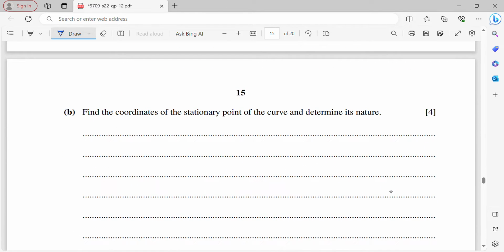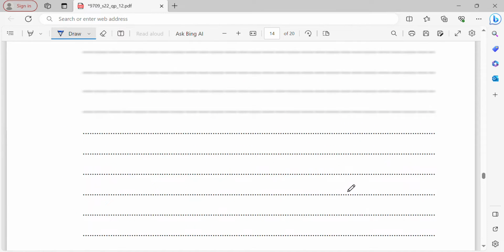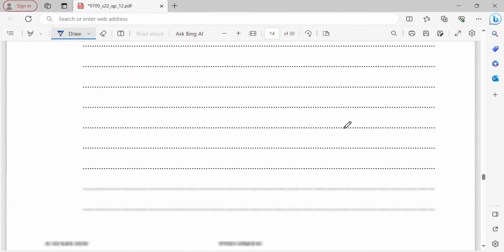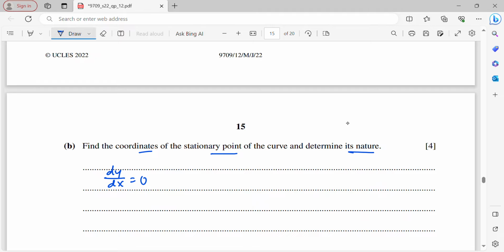B. Find the coordinates of the stationary points of the curve and determine its nature. So now, stationary points happen when dy/dx equals 0. So now I will just copy my dy/dx from the previous part, which is 3 minus 6 times 3x plus 1 to the power of negative half. So 3 minus 6, then 3x plus 1 to the power of negative half.